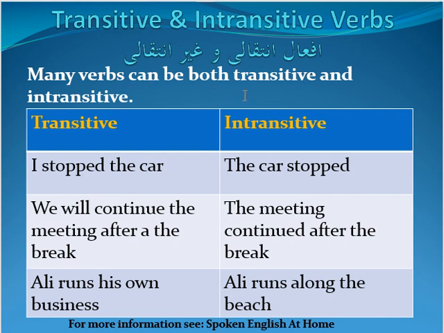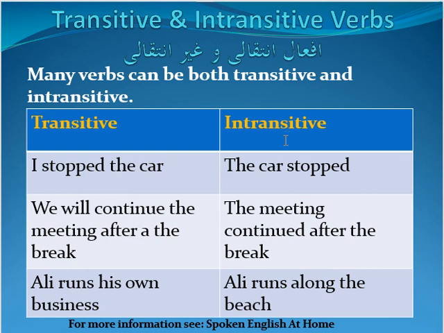Many verbs can be put either as transitive verbs or as intransitive verbs. Why? It depends on their usage. Such as here, look, we have the transitive verbs, and also we have the intransitive verbs. I stopped the car. I used the verb stop here. What is I? I is the subject. Stopped is the verb. And the car is the direct object. So here we can say this is a transitive verb because the verb is followed by a direct object.